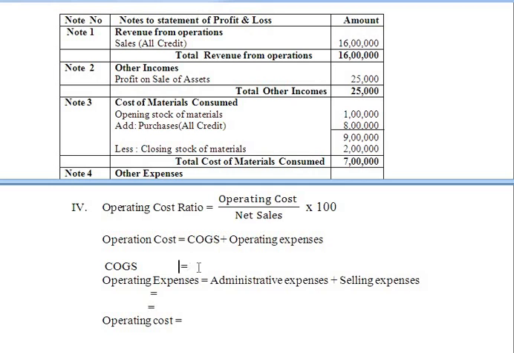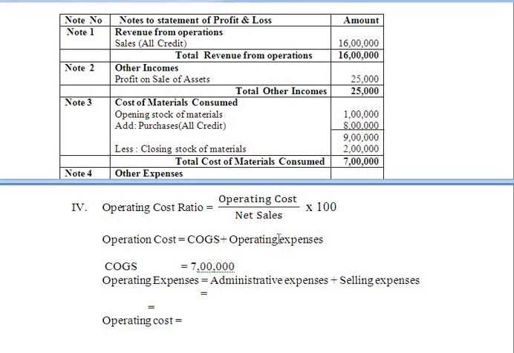Okay, how much is it? 7 lakh. We'll write here 7 lakh. Whereas operating expenses we have to find out. Operating expenses include administrative expenses and selling expenses.